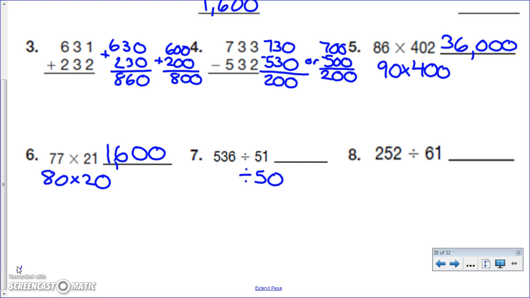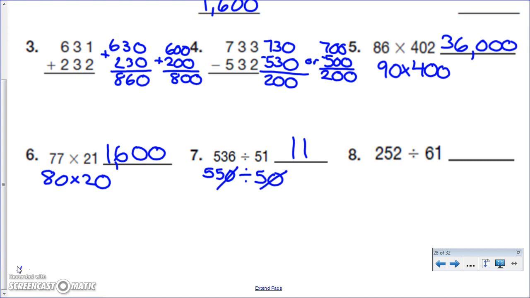Next, for 536, we're going to look at what is the closest number that 50 will go into that's close to 536. Okay, the two closest numbers are 500 and 550. 550 is slightly closer, so we're going to use that one. And then we know 5 goes into 55 11 times, so 50 is going to go into 550 11 times. You can just cancel out the 2 zeros to help you do the division problem.